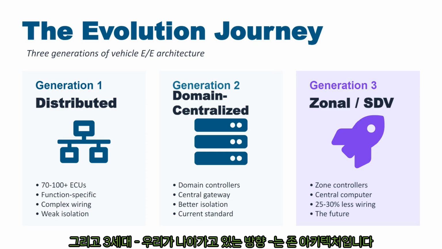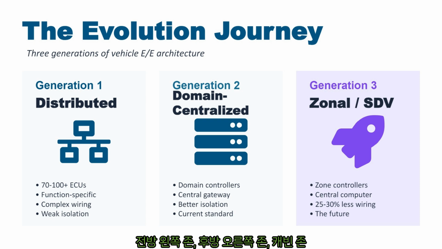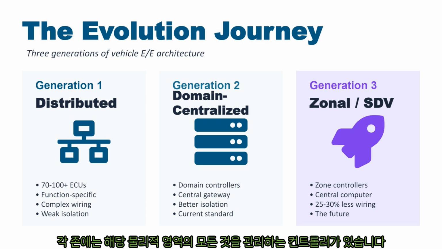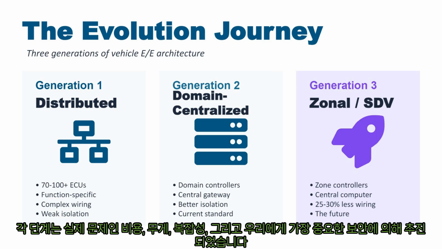And Generation 3, this is where we're heading, is zonal architecture. Instead of organizing by function, we organize by physical location. Front left zone, rear right zone, cabin zone. Each zone has a controller that manages everything in that physical area. The result? 25 to 30% less wiring. A central computer acts as the vehicle's brain. This is the foundation of software-defined vehicles. This evolution isn't arbitrary. Each step was driven by real problems: cost, weight, complexity, and most importantly, for us, security.